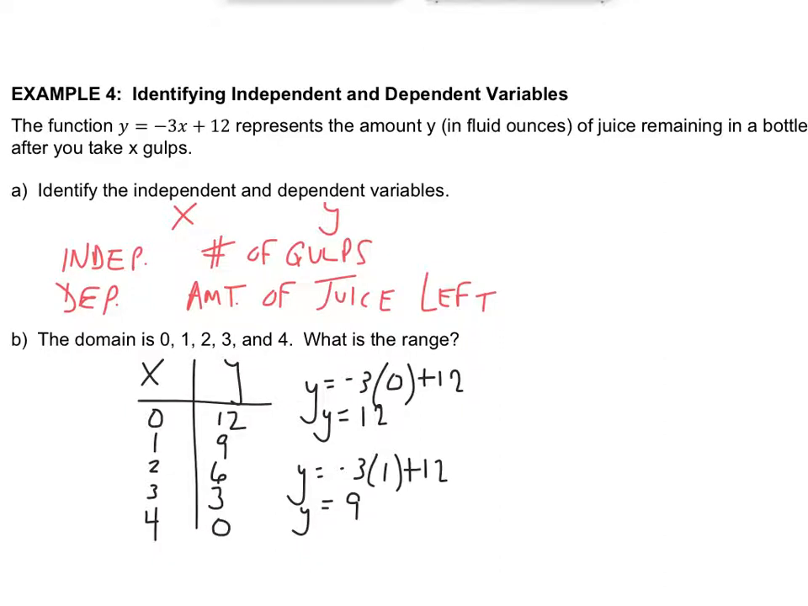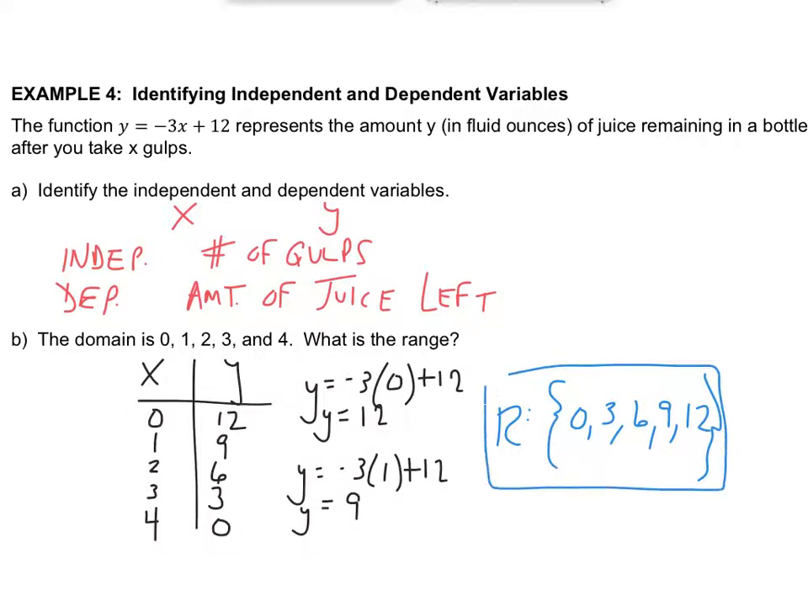So that's how you would create the table. Now the question says, what is the range? So remember, the range is simply the y values. So I'm going to write them in numerical order: 0, 3, 6, 9, 12. And that would be the answer to this because it's asking for the range. There it is, and how you get to the work.